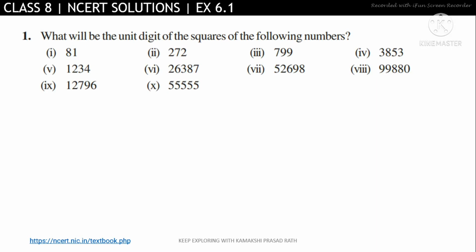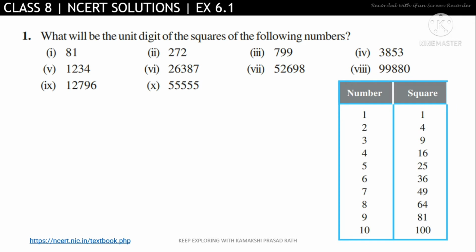Question number 1 says, what will be the unit digit of the squares of the following numbers? That means without actually squaring them, we have to say what will be the unit digit of the squared numbers. So for this, we will use this table which shows the number and its squares. So for 1 square it is 1, 2 square is 4, 3 square is 9. So if you carefully see this table, you can see a pattern in the number and its squares.